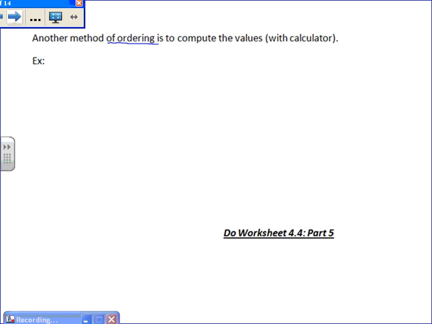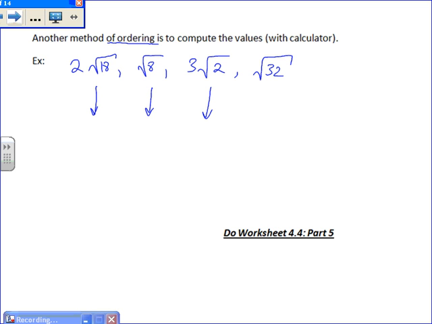If I had the same values, so 2 square root of 18, square root of 8, 3 times the square root of 2, and our last one, which is square root of 32. One other way I could do it is I could just change these. I could actually evaluate them all. So get rid of these radicals and figure out, well, what is the square root of 18 times 2? Okay, so that's exactly what it's telling you to do.